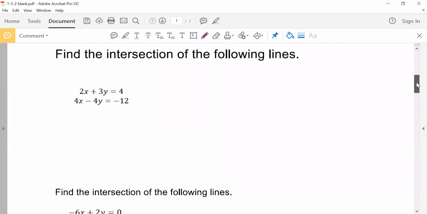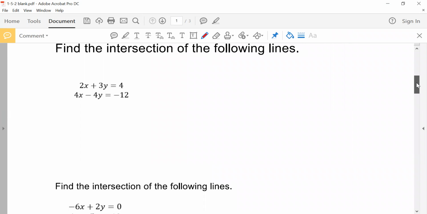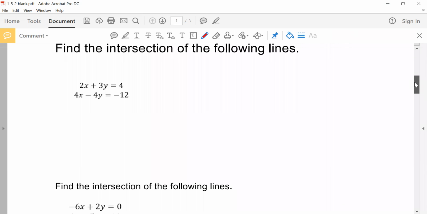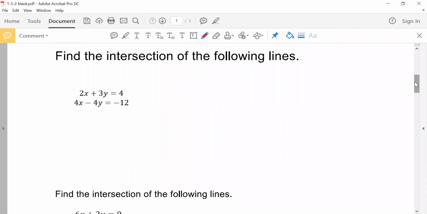Time to start the meat and potatoes of the lesson. Example 1 says, find the intersection of the following lines. We're going to use what's called elimination to accomplish this goal. Notice that 4 is a multiple of 2. I'm looking at the coefficients of the x, 2 and 4. And 4 is a multiple of 2.